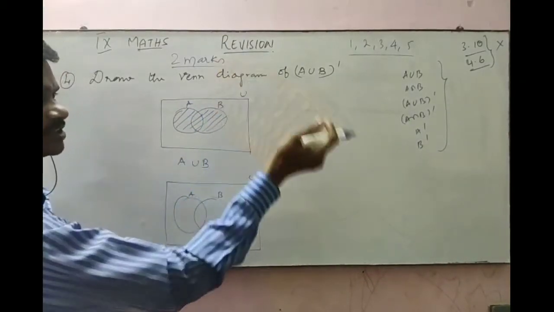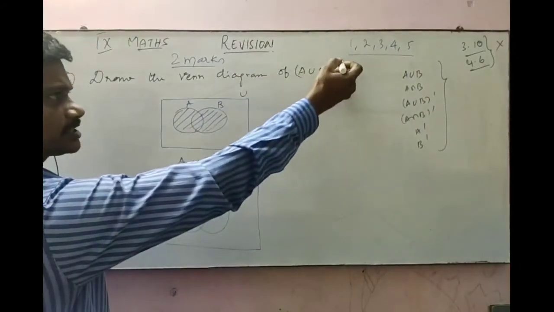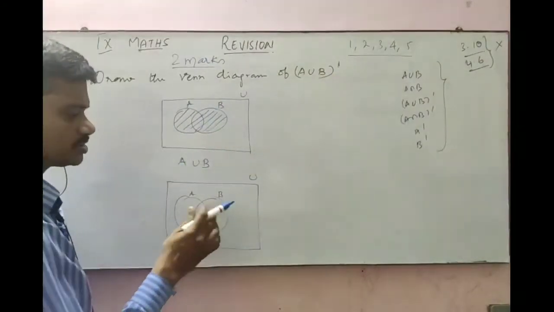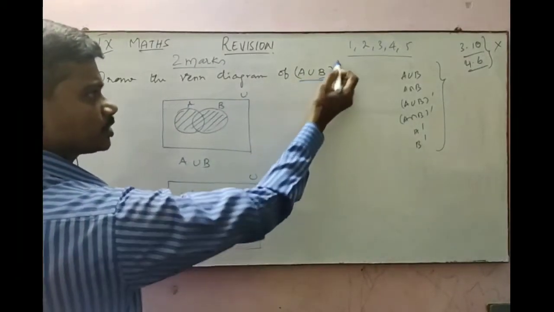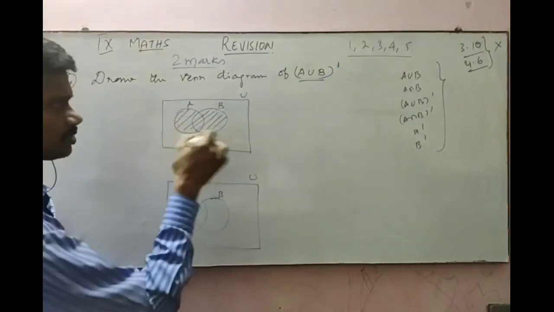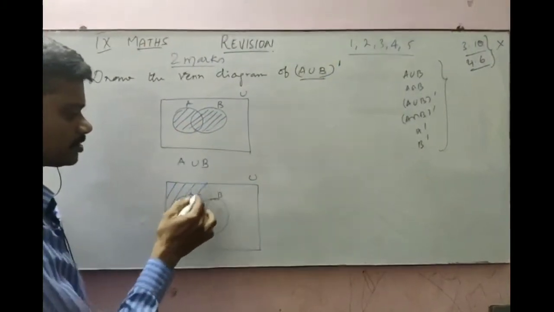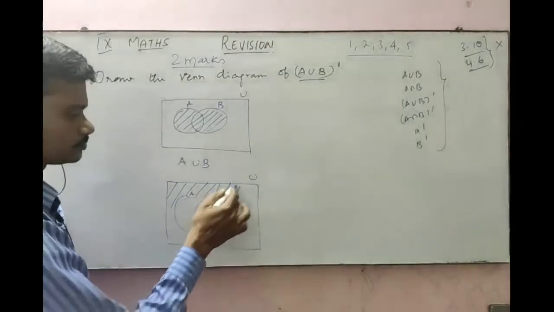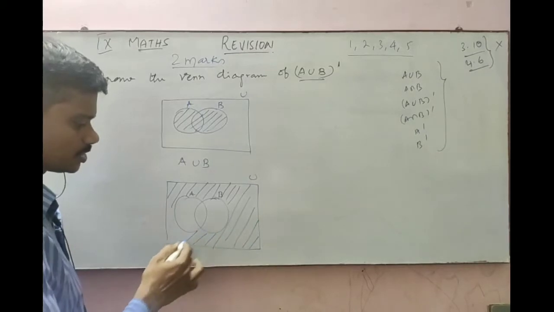That is, you have to leave A union B. Leaving A union B, we shade only the remaining part. So that is what dash means. Dash means you have to leave the A union B, the remaining part. So what is the remaining part in this diagram? Except A union B, this is the part we have to shade. So this is the (A union B) whole dash.